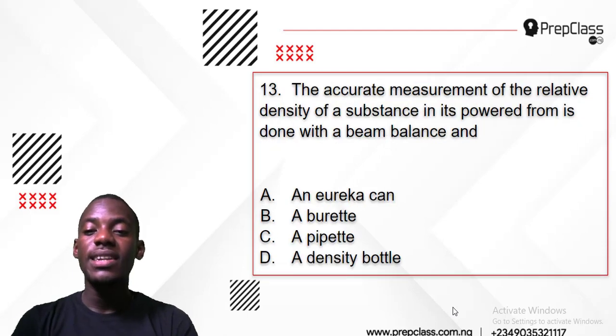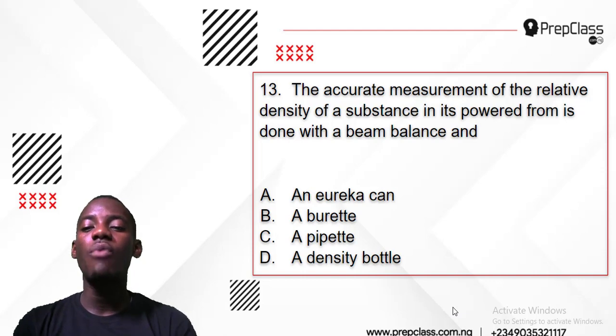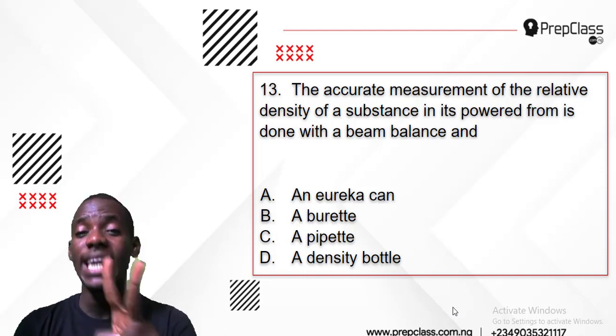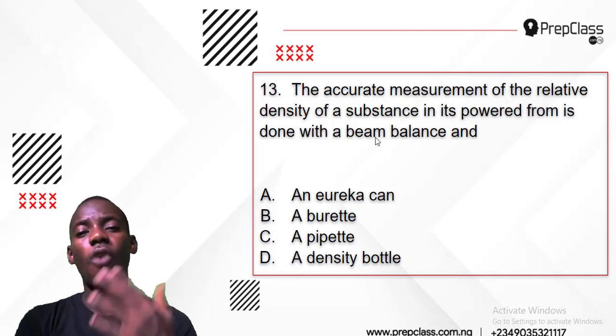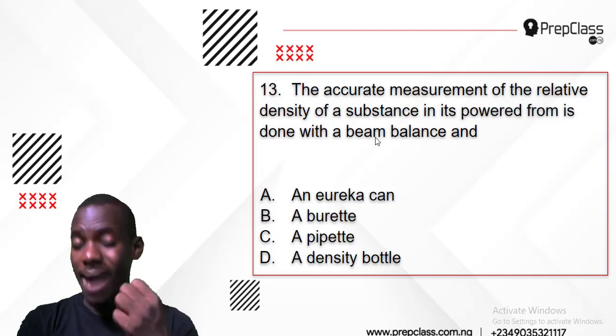Number 13 says the accurate measurement of the relative density of a liquid or a substance in its powdered form is done with a beam balance and what? Now, if you want to measure relative density, there are two things that are majorly needed. Do you know what they are? One of them is the beam balance for measuring the mass.